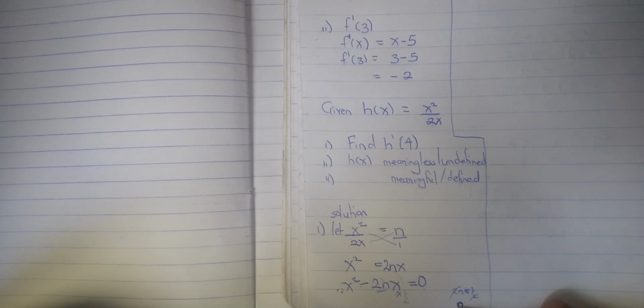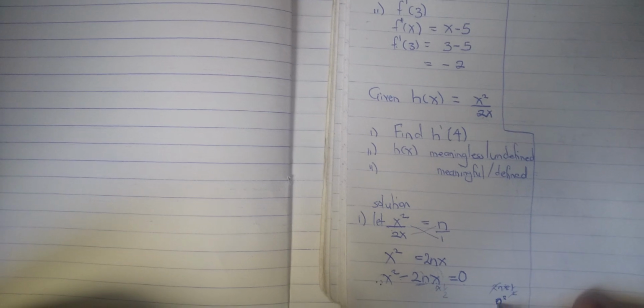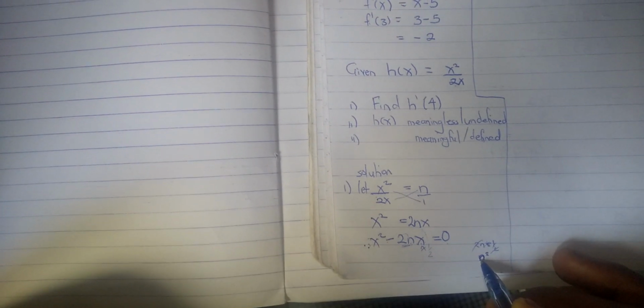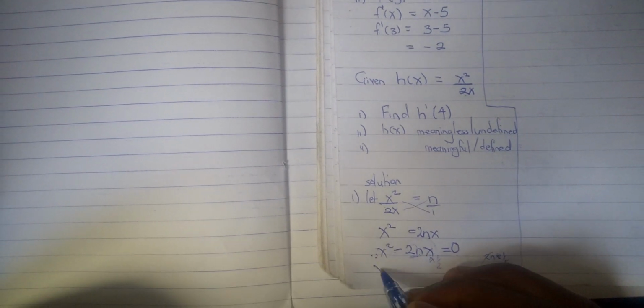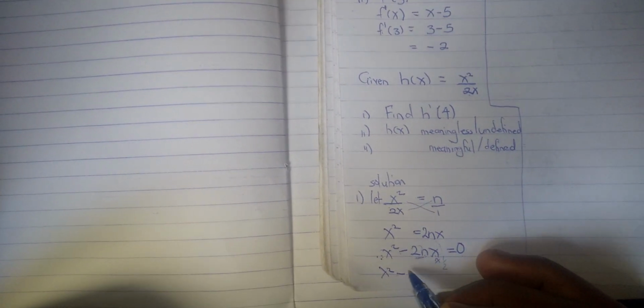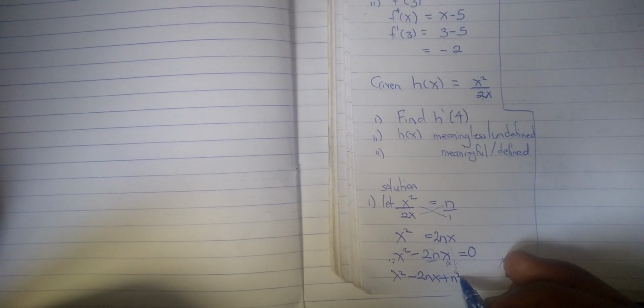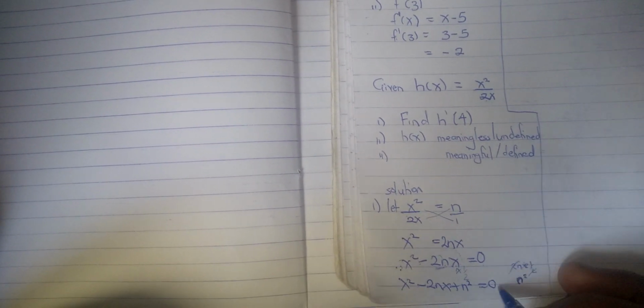So the answer we get, we square it and add it both sides. So that's what I'm having. Multiply it by a half, you have an n. The answer you get, you square it, it becomes n squared. So it is the n squared we shall add on both sides. So x squared minus 2nx, we add n squared here, equals 0 plus n squared.